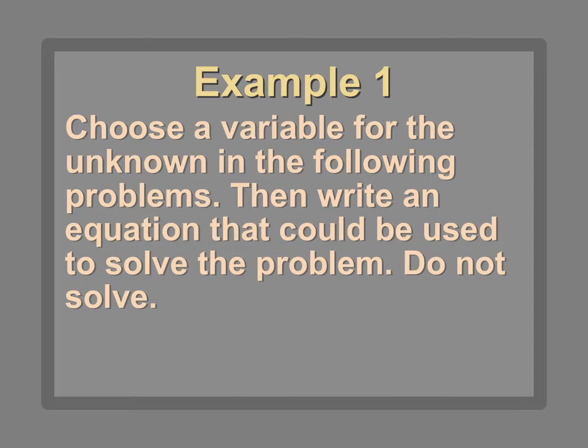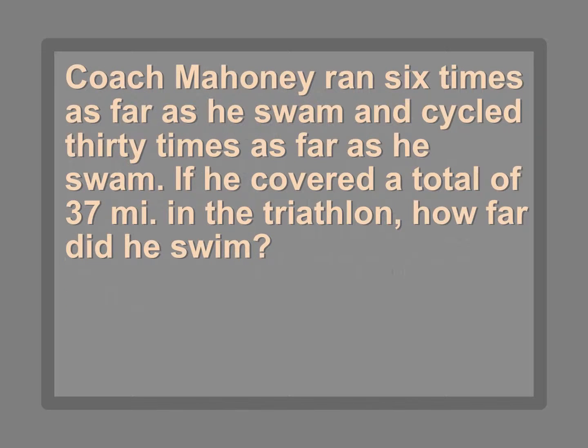So let's do an example. We're going to choose a variable and then write an equation that could be used to solve the problem. We don't actually need to solve this, we just need to set up the problem. So Coach Mahoney ran 6 times as far as he swam, and he cycled 30 times as far as he swam. If he covered a total of 37 miles in the triathlon, how far did he swim? So remember, a triathlon is when you swim, you cycle, and you run.